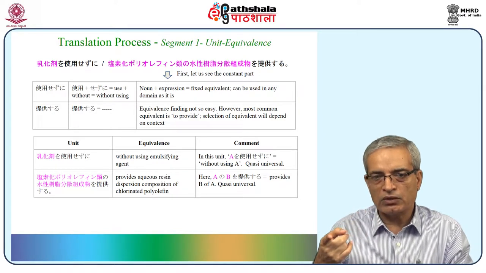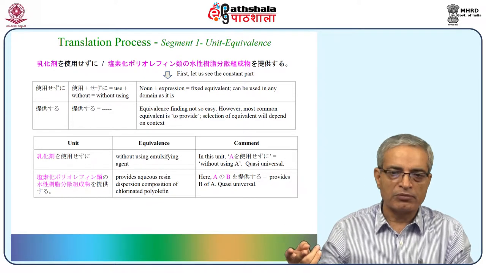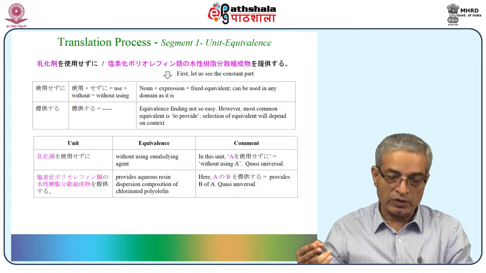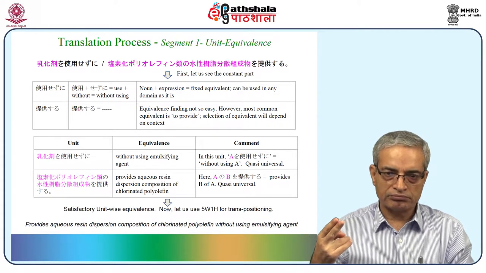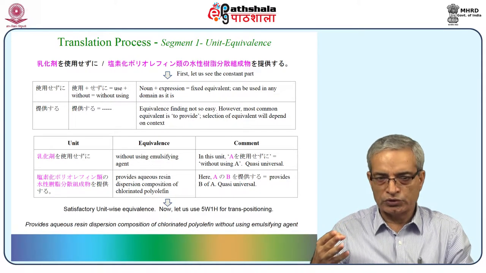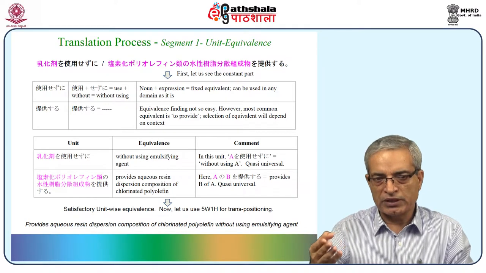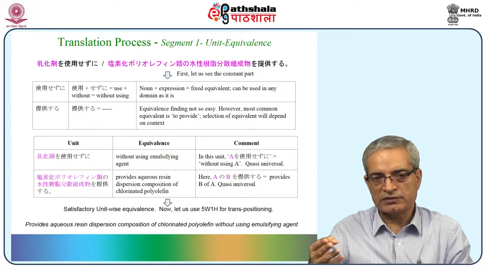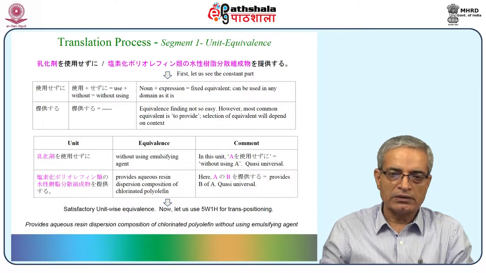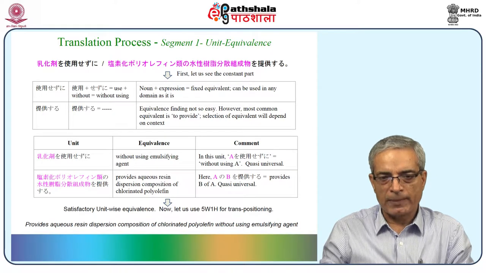So here A no B o teikyo suru was the type of frame, provides B of A, so it's a quasi universal unit. And satisfactory unit wise equivalence was possible to obtain, so unit wise equivalence was quite satisfactory here. Now let us see if we can use 5W1H for transpositioning.